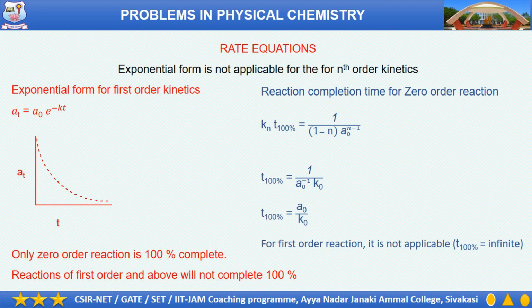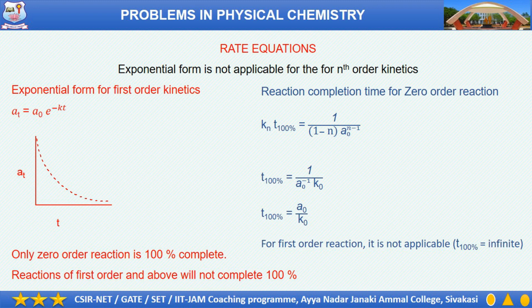The reaction completion time is given by the equation. How much completion? t 100%. That is for 100% of the reaction. If you want the 100% reaction time, the general equation is Kn·t_100% = 1/(n-1) into 1/A_0^(n-1). This is the equation for 100%.